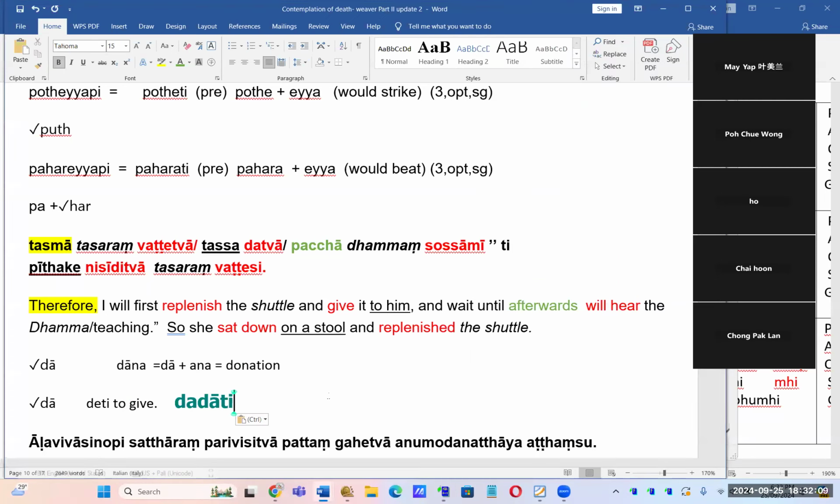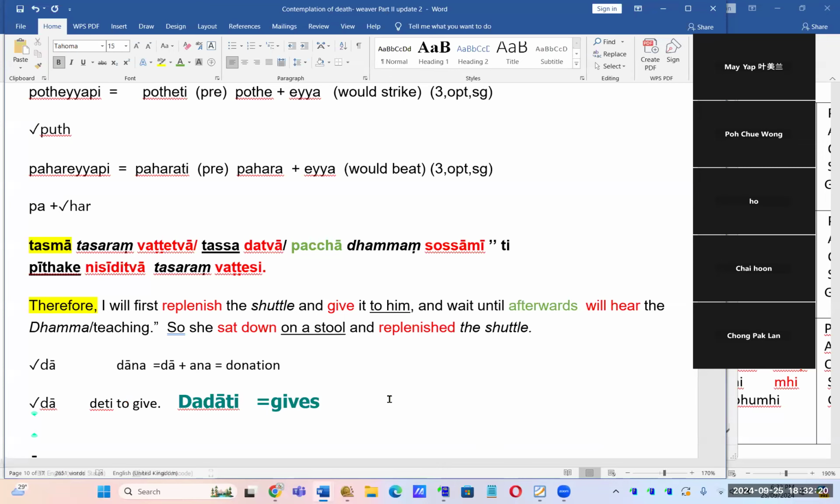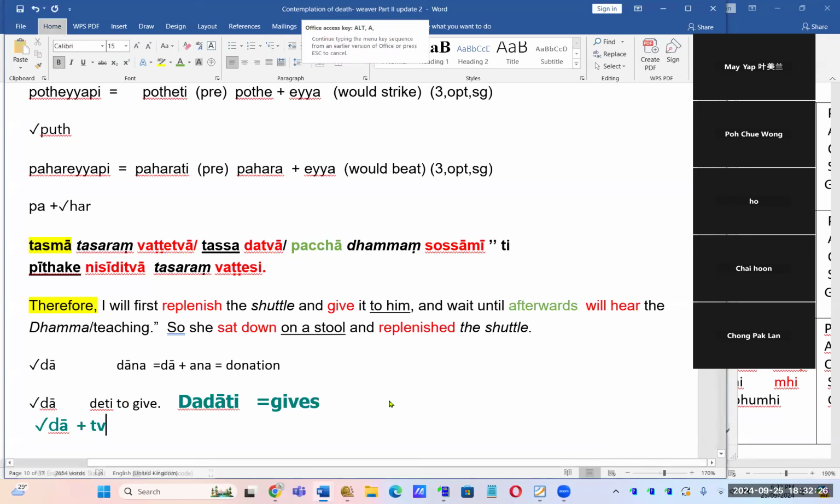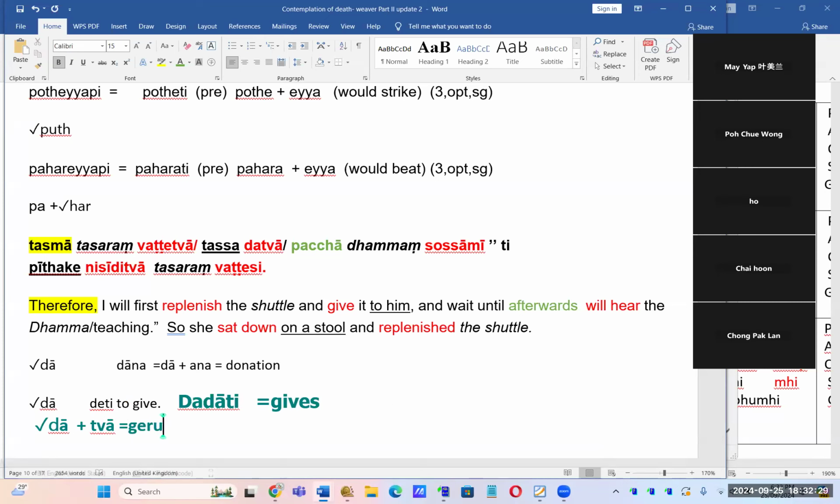So deti is one word, and dadati is also another word, also meaning gives. So deti, dadati, and then da. But for the gerund it is very easy. Da, then you add tua. We see many gerunds before, right? So this is a gerund. It means after giving. So you can translate after giving or having given, or you can translate give and something, because it's a series of actions. First, replenish. Second, give. Then listen to the Dhamma talk, right?